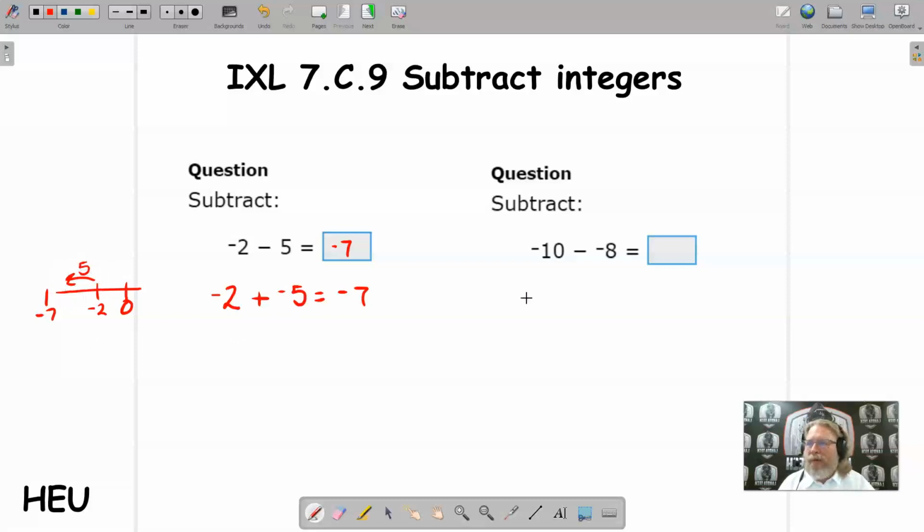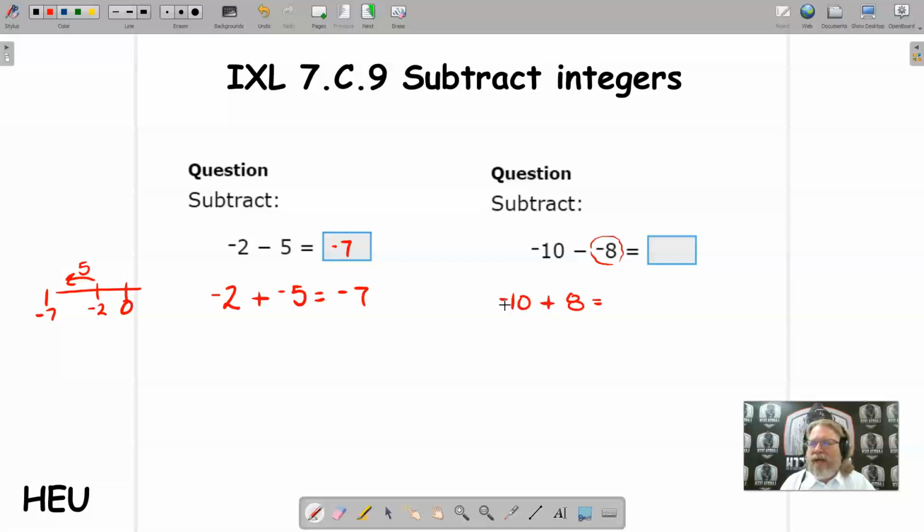On the next problem, we have -10, and we're going to change the subtraction to addition. Take the opposite of -8, which is +8, and now we have another rule that we have to incorporate here. And that rule is that if they're different, one's positive, one's negative, then we're going to subtract the lesser absolute value from the greater absolute value.